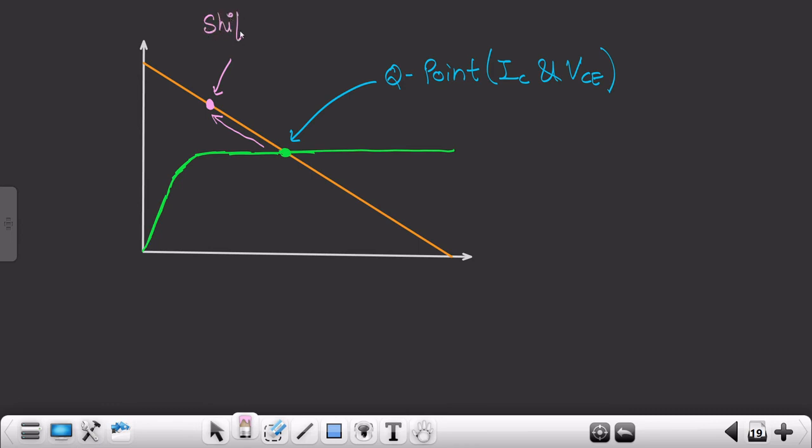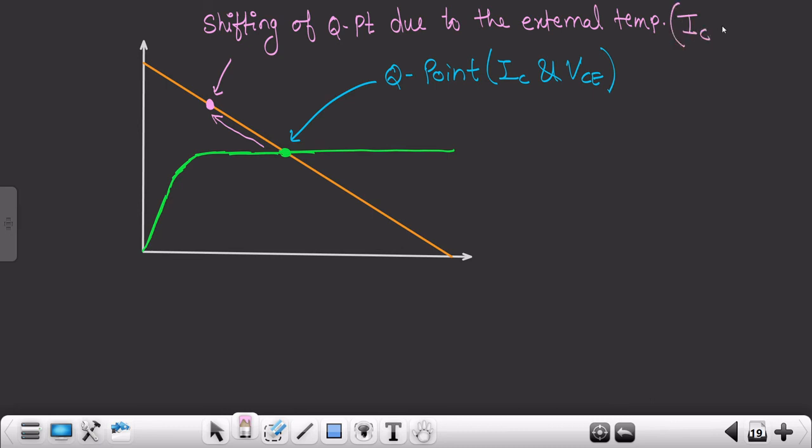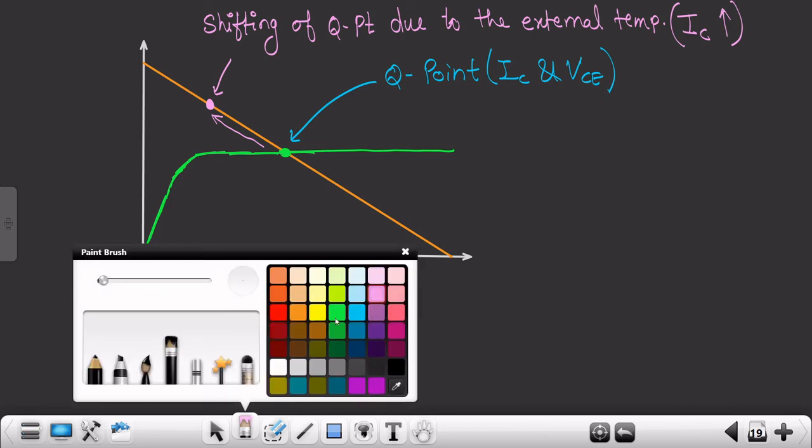Shifting of Q point due to external temperature. So due to the external temperature, this Q point gets shifted. Why is it getting shifted? Because IC is increasing. I'll write over here in the bracket, IC increases, and as the IC is increasing, so, I just forgot to draw over here.